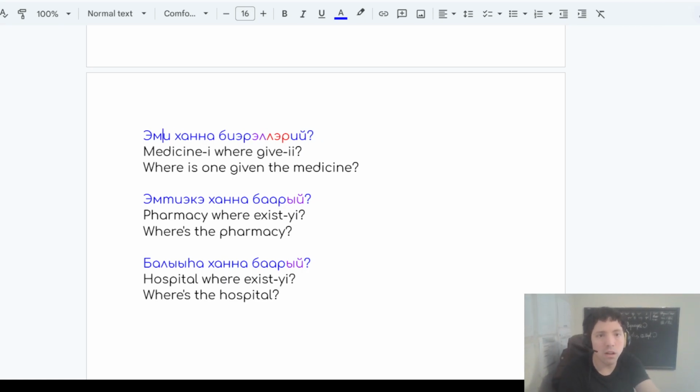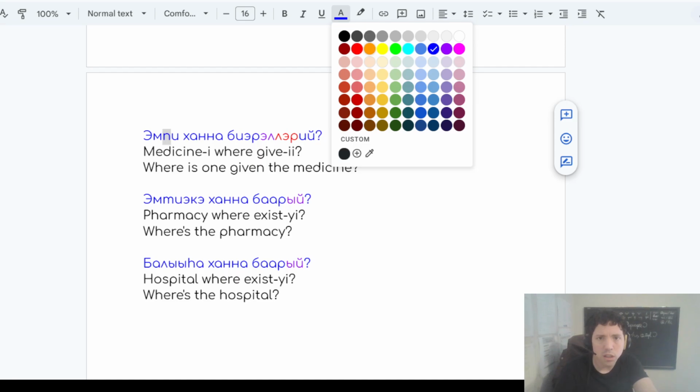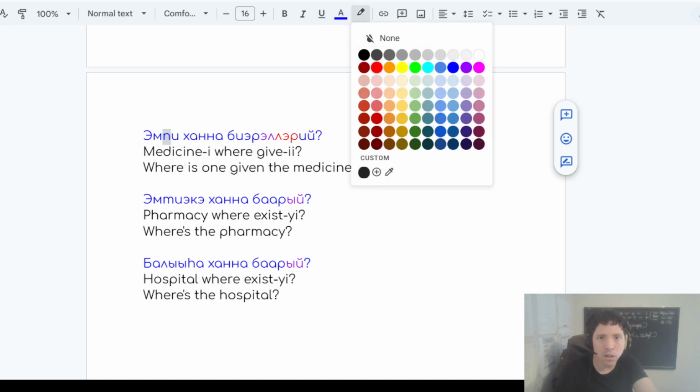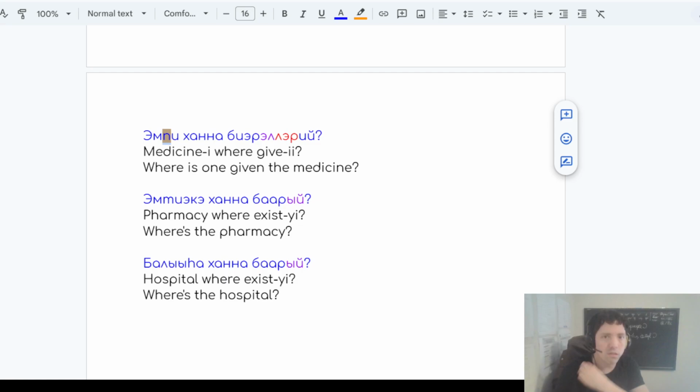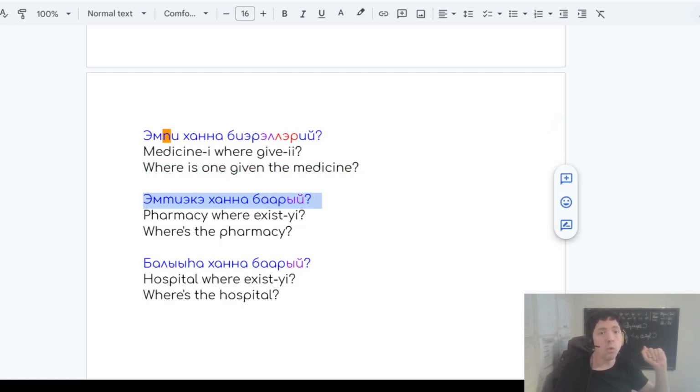Again, if anybody knows the answer, the verification of that, please let me know because that seems weird to me. Why did the book say ME? I think it's a typo, but I want to make sure because I don't want to accidentally be wrong. So I'm honest with y'all. You're welcome. Where is one given the medicine? Mteke Hanabari. Where's the pharmacy? Baleha Hanabari. Where's the hospital?